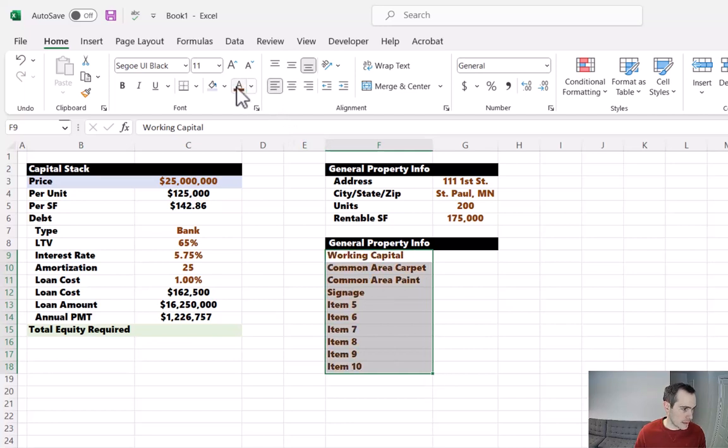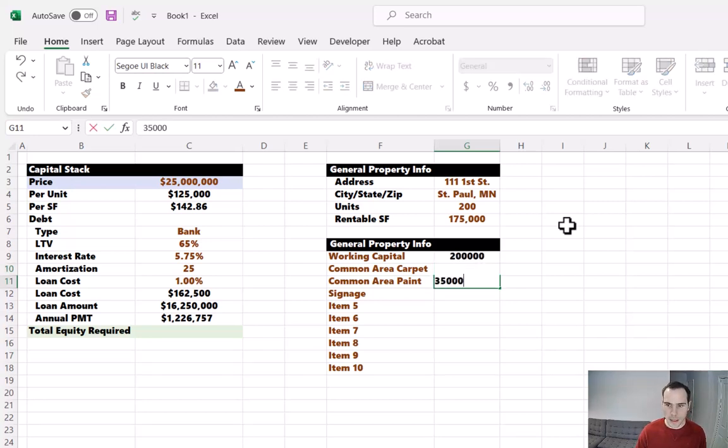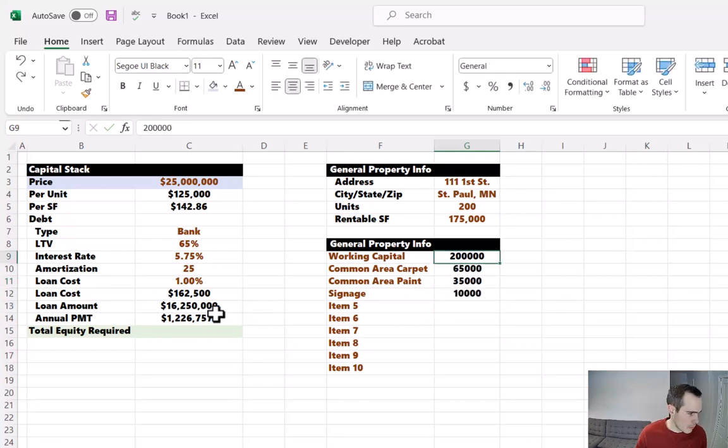We'll make it big enough to host 10 different capital repairs if need be, hopefully not. And I'm going to reformat. These are all brown text cells because you can label this section however you like. Of the $310,000 we're estimating for capital, we'll say there's $1,000 per unit in working capital, $65,000 in common area carpet, $35,000 in common area paint, and $10,000 in signage. I'm going to steal the currency format. I'm going to make it a brown text cell.